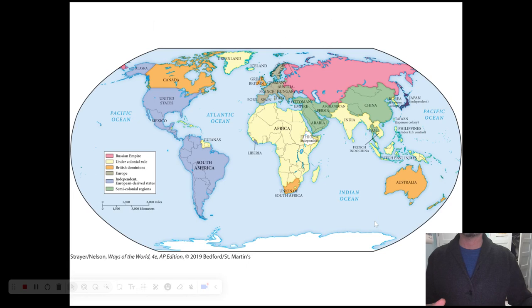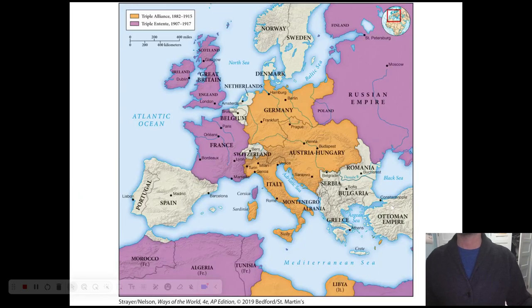So these are all big reasons for the causes of the war. These are the big empires again. This is again in your book. I don't think we need to dwell on this, but you can see the influence there. This is the map of the Triple Alliance and the Triple Entente, or the Central Powers and the Allies. And again, don't need to obsess over this.